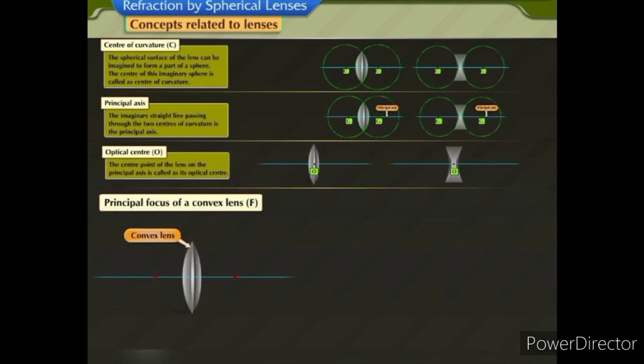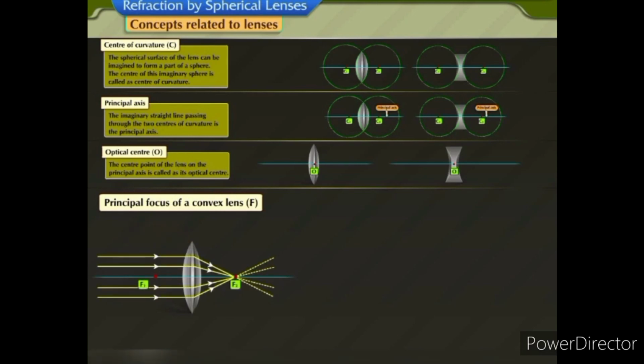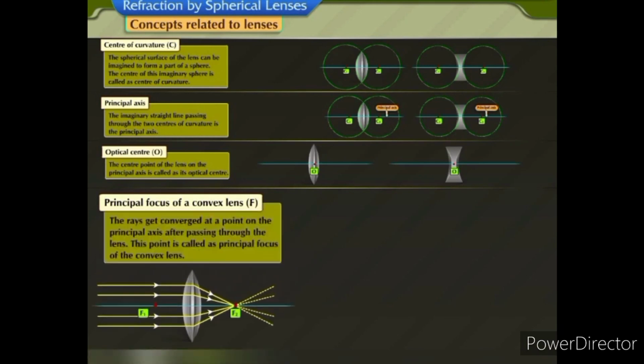Principal focus of a convex lens, F. To understand what is principal focus of a convex lens, consider several rays of light parallel to the principal axis incident on one of the surfaces of a convex lens. The rays get converged at a point on the principal axis after passing through the lens. This point is called as principal focus of the convex lens.